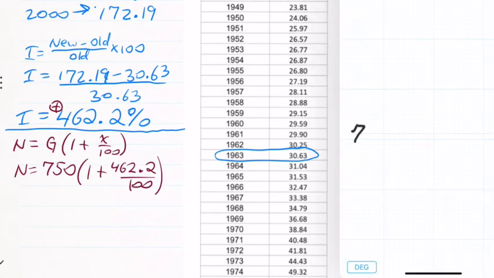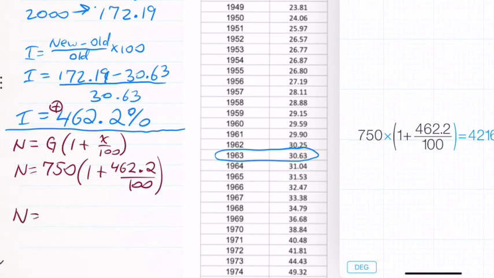So 750 times parentheses 1 plus 462.2 divided by 100. So today, or I'm sorry, in 2000, the ring would have cost $4,216.50.